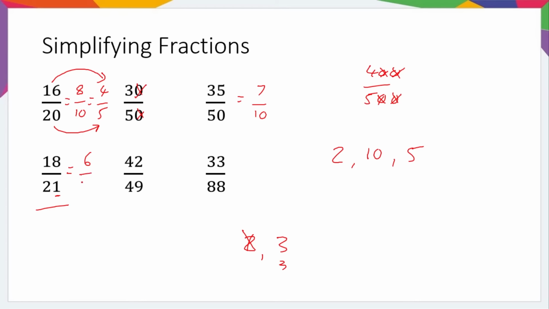21 divided by 3 is 7. So 18 out of 21 can be simplified to 6/7. 42 out of 49, this is a bit nasty. So it can't be divided by 2, 10 or 5. So if it can't be divided by 2, can it be divided by 3? Well, 3s do go into 42, but they don't go into 49. So let's not bother with 3.